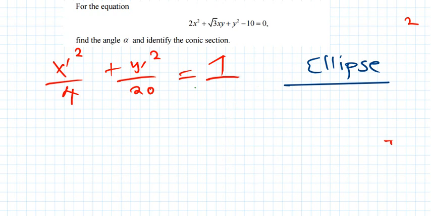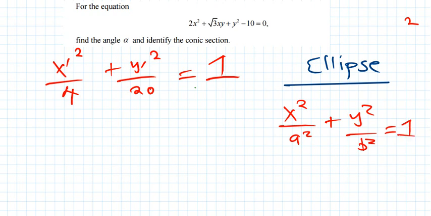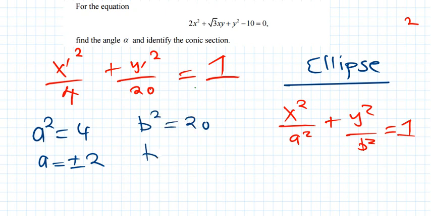Okay, so the other goal, now we know the ellipse is going to be in the form of x squared over a squared plus y squared over b squared is equal to 1. So we can find our a squared. Our a squared is equal to 4. Our a becomes plus or minus root of what? Root of 4 is 2. And then our b squared is equal to 20. So our b becomes plus or minus root of 20.